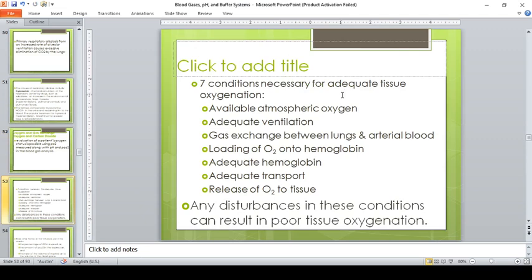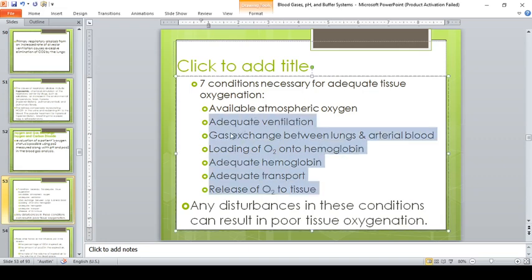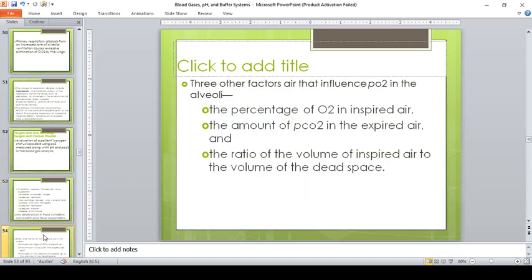Okay, there are 7 conditions necessary for adequate tissue oxygenation. That is, available atmospheric oxygen, adequate ventilation, gas exchange between lungs and arterial blood, loading of oxygen onto hemoglobin, adequate hemoglobin, adequate transport, and release of oxygen to tissue. Any disturbances of these 7 conditions can result in poor tissue oxygenation.